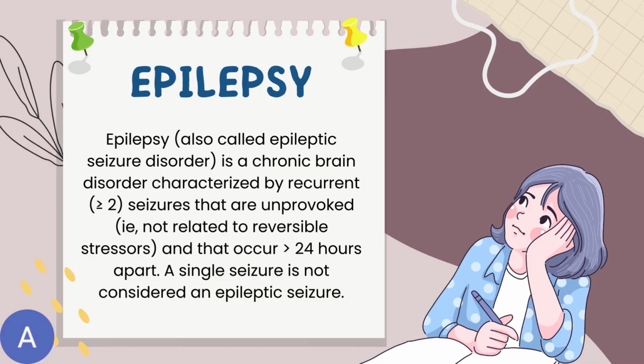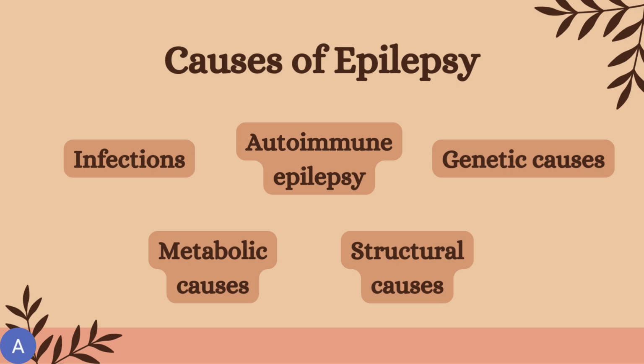In relation to seizure disorders, epilepsy is also called a seizure disorder. It is a chronic brain disorder characterized by recurrent seizures that happen more than twice in less than 24 hours. Thus, a single seizure in less than 24 hours is not considered epilepsy. Causes of epilepsy are different for each person, and some people have no identifiable cause. Some of the most common causes include infections. Infection is probably the most common cause of epilepsy worldwide.